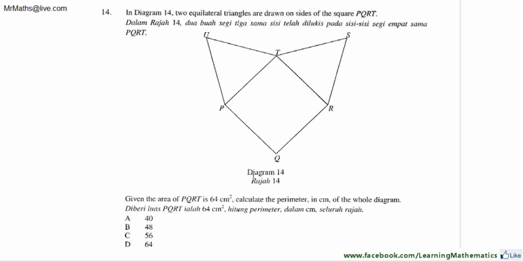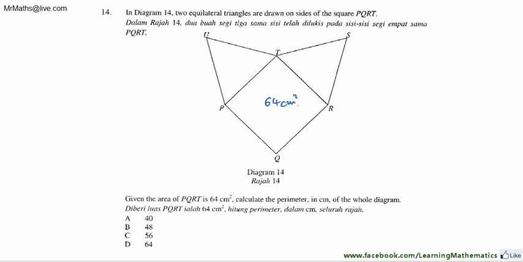Okay, now question number 14. In diagram 14, two equilateral triangles are drawn on sides of square PQRT. Given the area of PQRT is 64 cm squared. Okay, this is 64 cm squared, just the square. Calculate the perimeter in cm of the whole diagram.